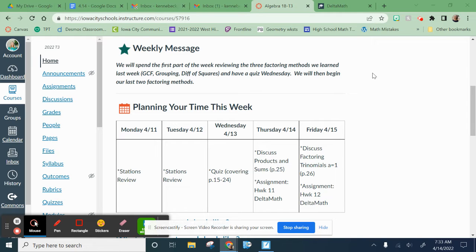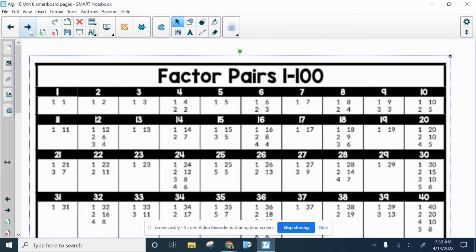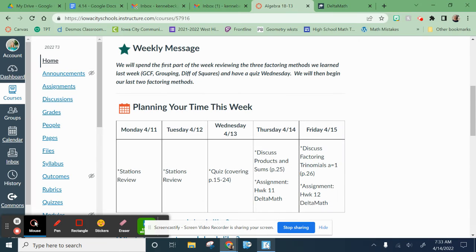Hello, class. Sorry I can't be with you today, but you get to listen to me teach the lesson via video. Right now, you should all have your packets out and open to page 25, along with a pencil and a calculator. You also should have your factor pairs chart out, the yellow laminated sheet. That's going to be super helpful as we do today's lesson.